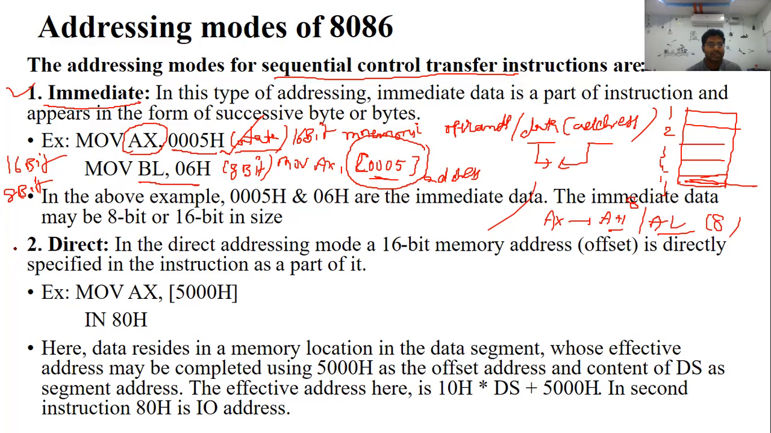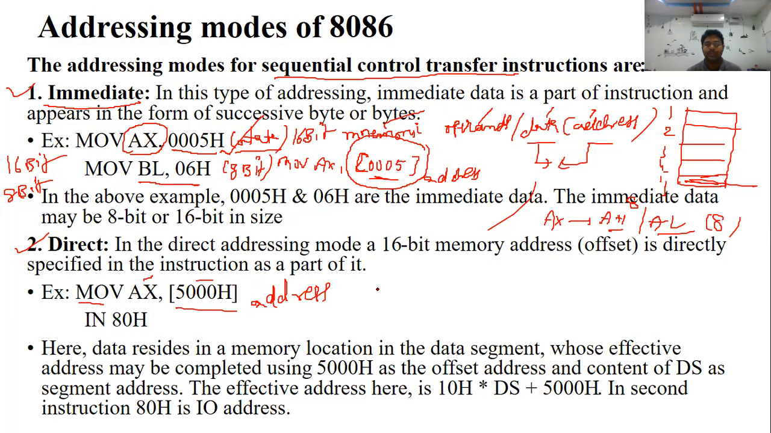Then the second one is the direct addressing mode. In the instruction itself we are representing some address. Remember this format: it has a mnemonic, it has an operand, and it has data or address. Or that may be only operands.